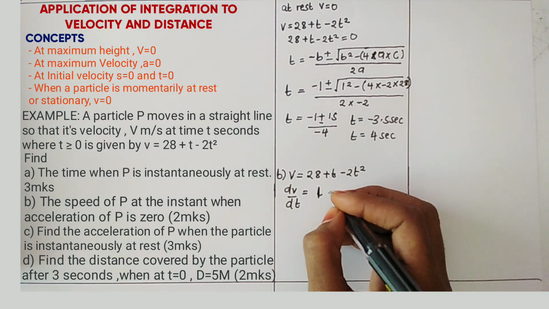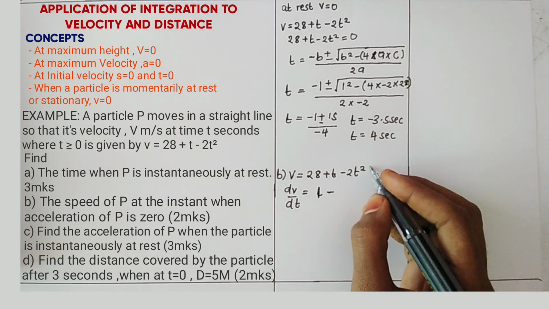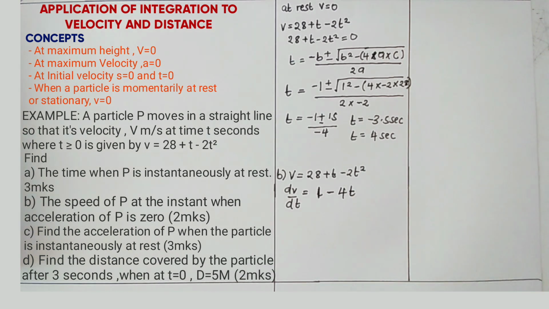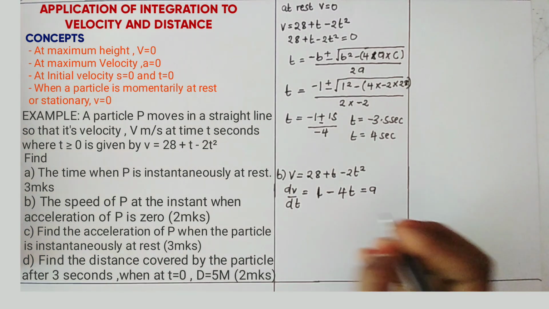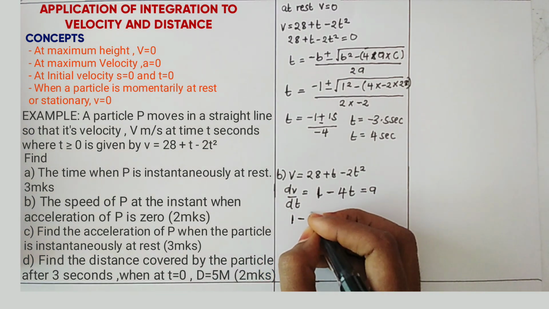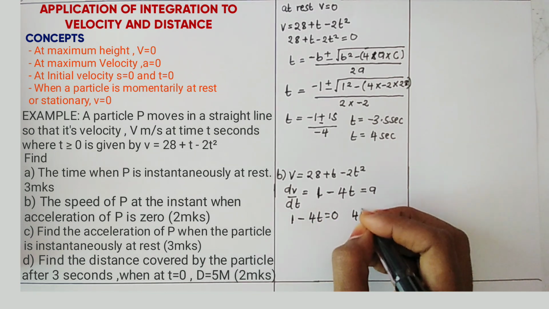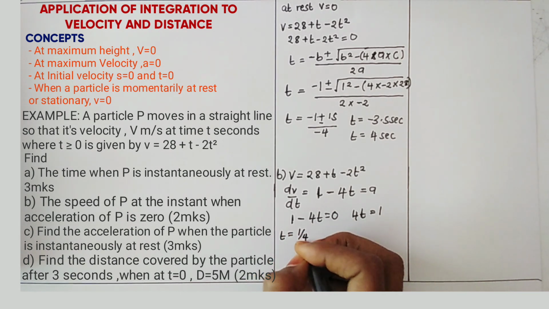So minus, you say 2 times 2, that is 4, and then you subtract the power from 1, that will become 4t. That is differentiation. So you have been told to find the speed of p at the instant when the acceleration of p is 0. So you have been told the acceleration is 0, and this is acceleration. So we equate this to 0. We say 1 minus 4t is equal to 0, and we get that 4t is equal to 1, and we get time is equal to a quarter seconds.